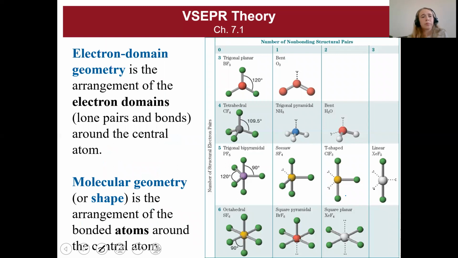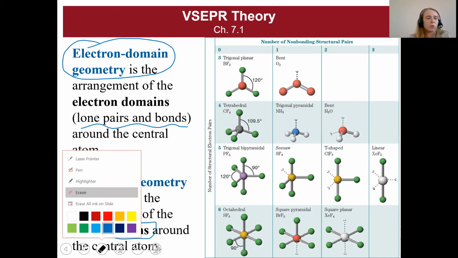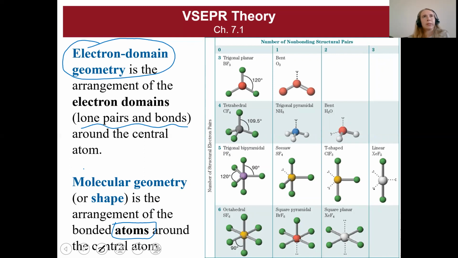Alrighty, so that is the beginning of the study of geometry. Electron domain geometry is the arrangement of the electron domains, all of them, whether they're lone pairs or bonds, around the central atom. Molecular geometry, on the other hand, or the actual 3D shape of the molecule, is the arrangement of the bonded atoms around the central atom. So just atoms, just bonds, not lone pairs when it comes to molecular geometry. You just kind of pretend that the lone pairs aren't there.